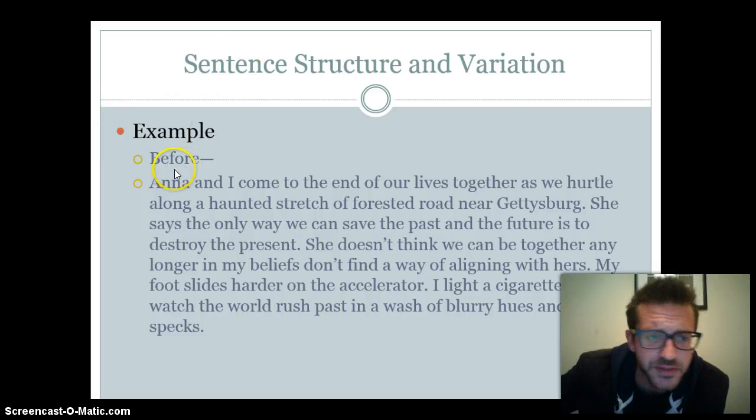Alright, so here's an example. This is the before, based off of my first novel. Anna and I come to the end of our lives together as we hurtle along a haunted stretch of forested road near Gettysburg. She says the only way we can save the past and the future is to destroy the present. She doesn't think we can be together any longer if my beliefs don't find a way of aligning with hers. My foot slides harder on the accelerator. I light a cigarette and watch the world rush past in a wash of blurry hues and fleeting specks. Every one of these sentences is around the same length, and they all start with the subject and end with the predicate.